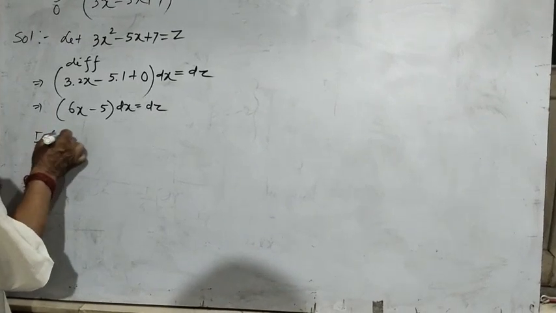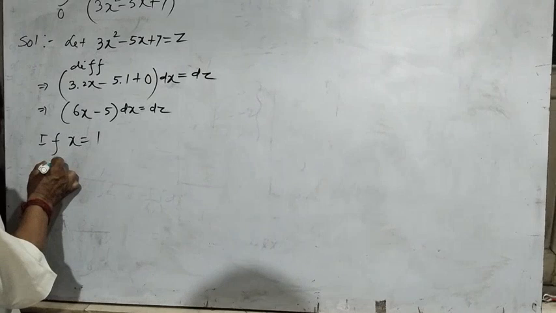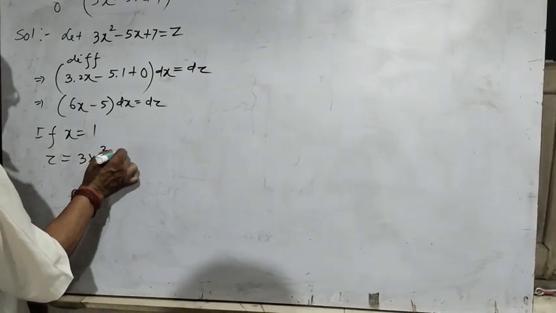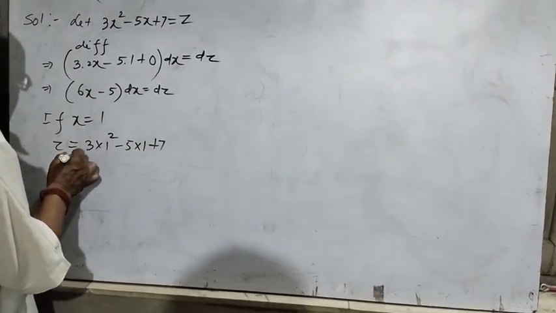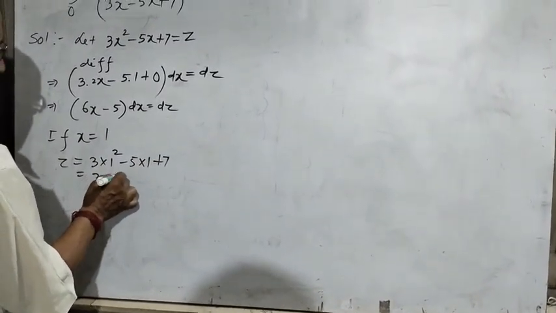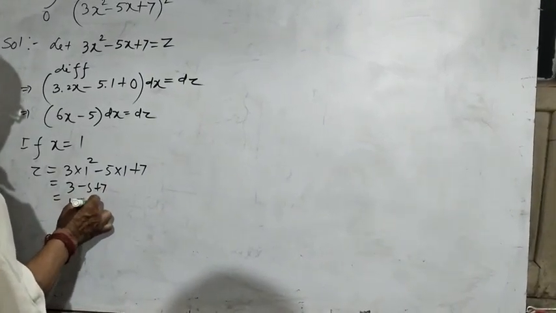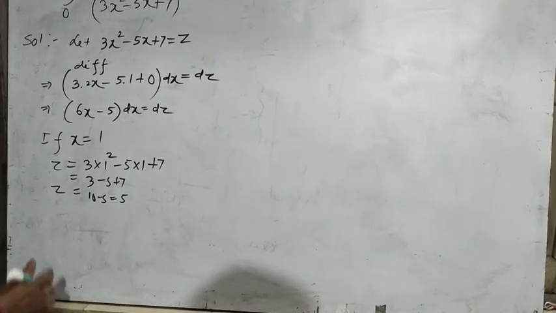Now we write down if x is equal to 1, we put in z equal to 3 into 1 square minus 5 into 1 plus 7 equal to 3 minus 5 plus 7 equal to 10 minus 5 equal to 5. This will be the upper limit.